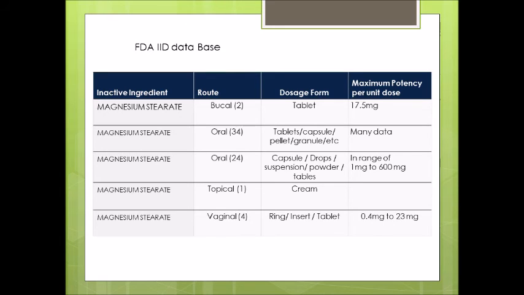This slide shows the FDA IID database for magnesium stearate. I will say there are many entries for magnesium stearate. Like in the case of oral, there are 34 entries, and so I'm not going to go through them. And once again, for the formulation that you are going to reverse engineer, you need to go through these tables, or you have to go to the IID database, and you have to have a good understanding of your maximum potency. So this is very valuable information.